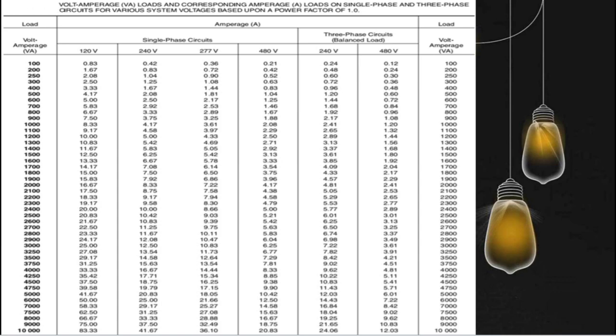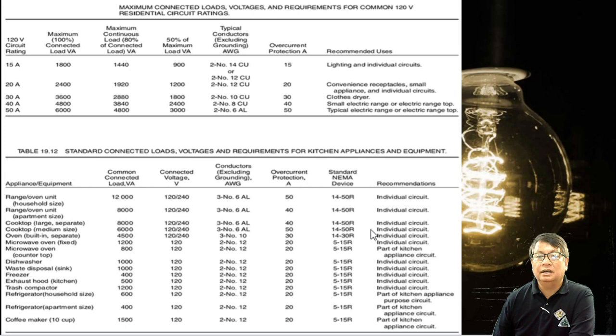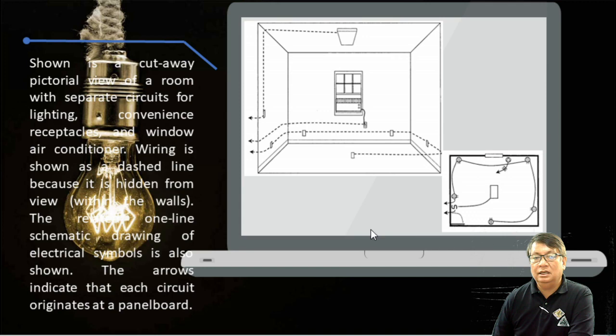Okay, so this is also our tinatawag natin na volt ampere loads and corresponding amperage loads of a single phase. Okay, so single phase and three phase circuit for various system voltage based upon power factor. Power factor natin po dito is 1.0, or this is the meaning, resistive load po ito. Okay, so just go over with these values here. Okay, mayroon pa nga ito isa. Okay, so maximum connected loads, voltage and requirements for common appliances in the house. So go over with these tables here that might help us in the identification of the sizes of the conductor and others.